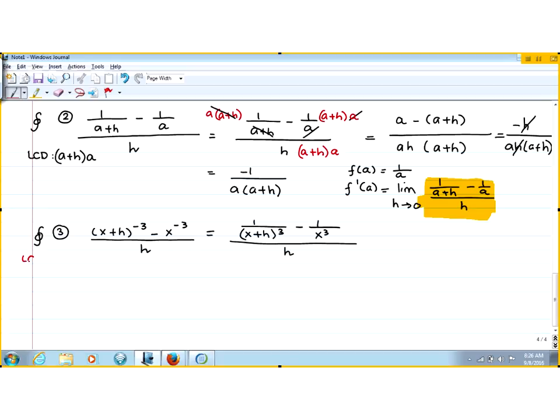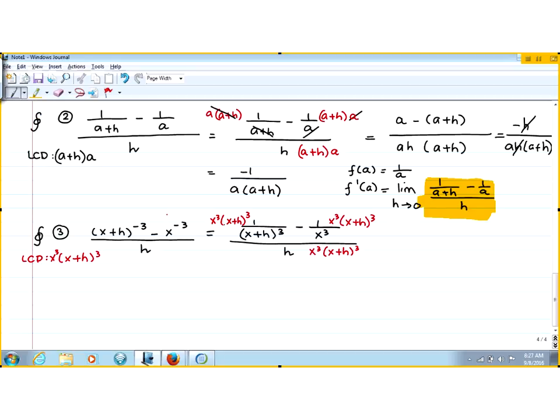Oh, this is a little bit longer. So the LCD, let me write the LCD here, is x plus h cubed times x cubed. Why don't I just write x cubed times x plus h cubed? Okay. So x cubed times x plus h cubed. And then the denominator also x cubed times x plus h cubed.